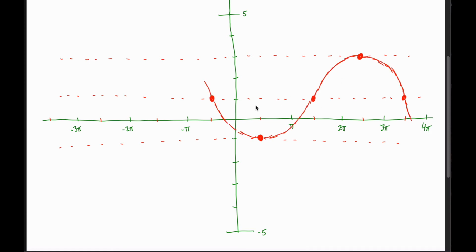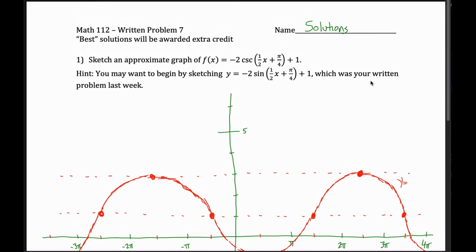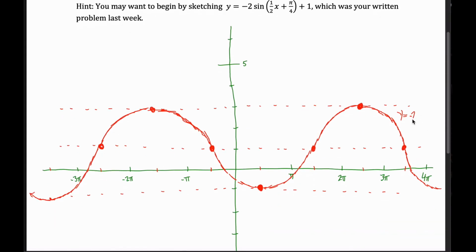That's probably good enough, but for the sake of the solutions, I want to continue drawing this in both directions just to show the student a little bit more about what's going on. If I traveled another 2 pi to the left from here, over here, I'd be back at my midline, and halfway in between these 2 points, I should be up here at another maximum. So this is a little bit more complete version of my transformed sine graph.